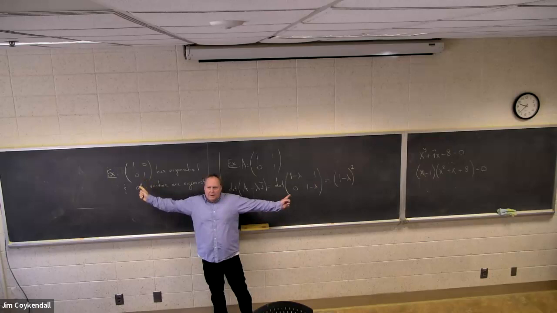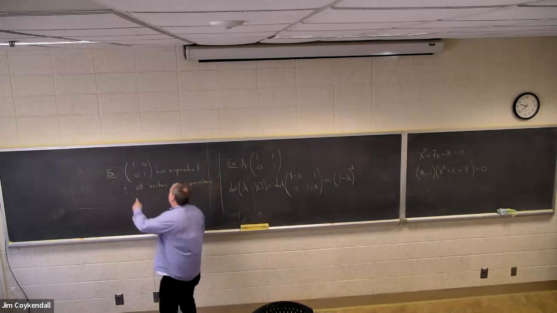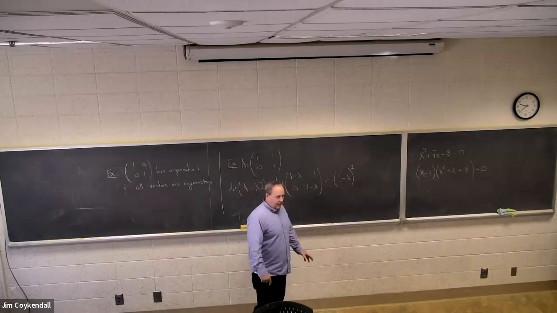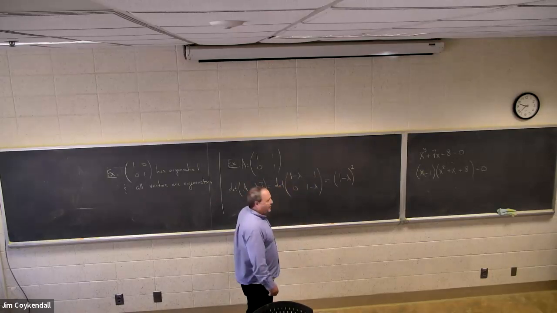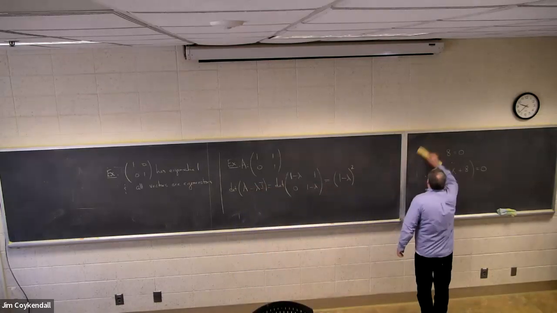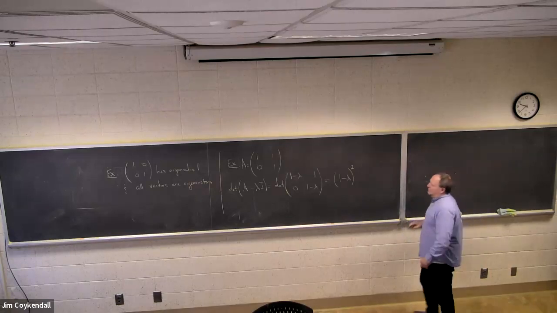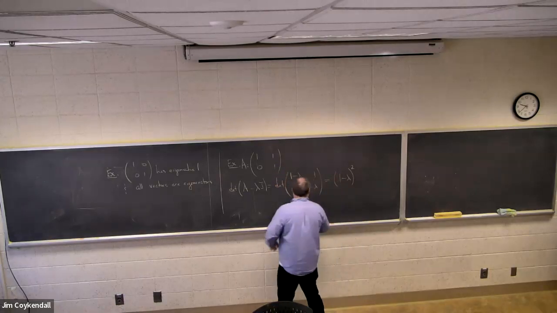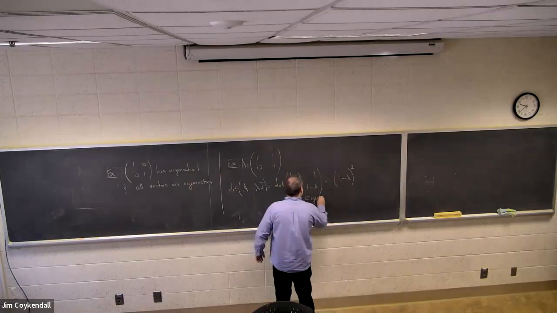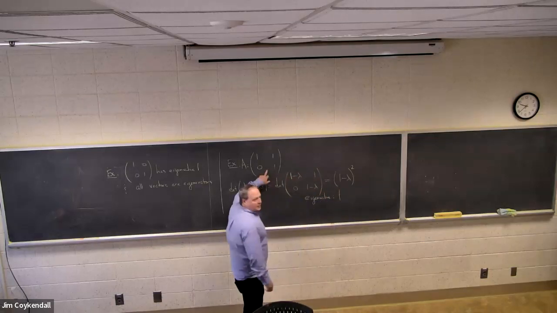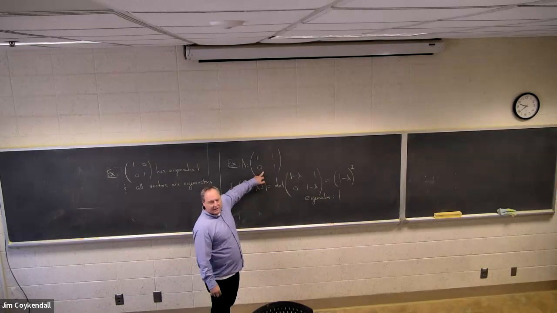In both cases, you'll get (1 minus lambda) squared, right? Because the other term doesn't matter. You get a 0 here, and you get a 0 here. Everybody with me on that? So this at first gives you the same data. But it's not true that every vector is an eigenvector, because this isn't the identity matrix.